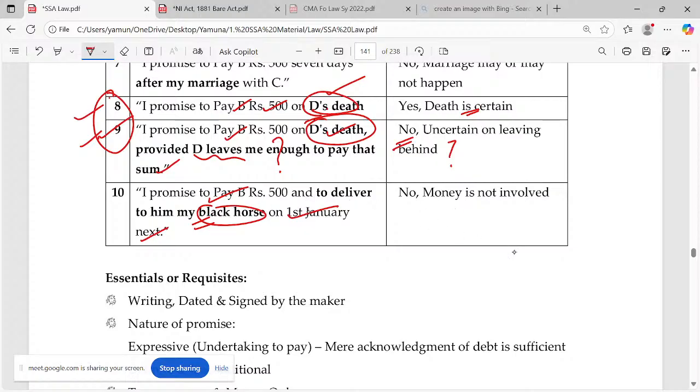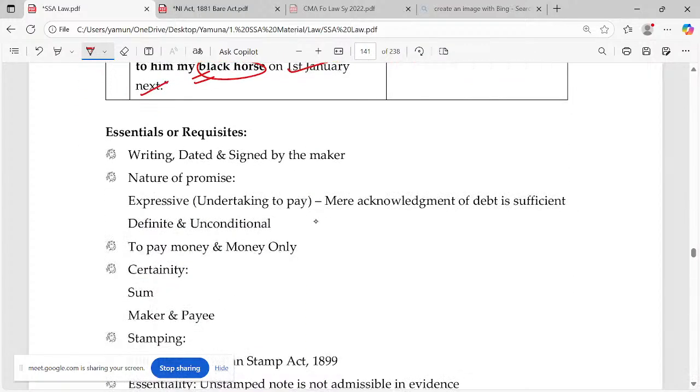Essentials and requisites. Already we have done it in the characteristics table. It should be in writing, dated and signed by the maker. Nature of promise should be express, that is, he undertakes to pay. It should not be a mere acknowledgement. If the word promise is there, okay, it's sufficient. It should be definite and unconditional, to pay money and money only.